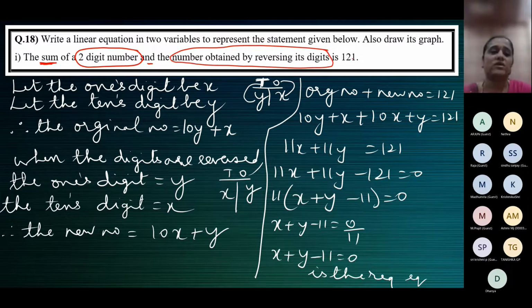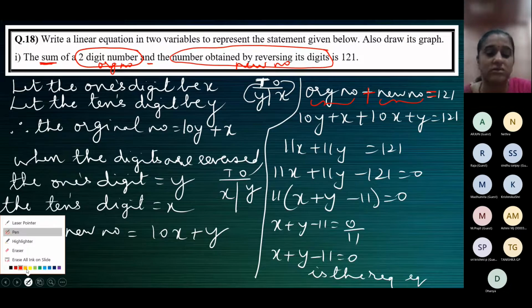Is 121. So the sum meaning addition of what? Of the two-digit number, that is the original number, and the new number, because the number obtained by reversing its digits is the new number. That means the sum of the original number and the new number is equal to 121. Am I clear now, Netra?